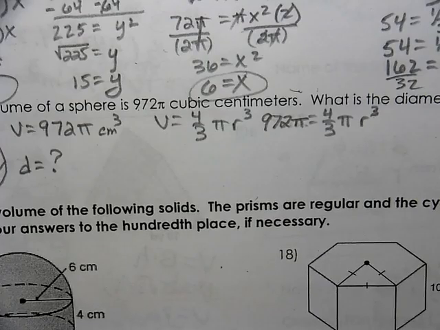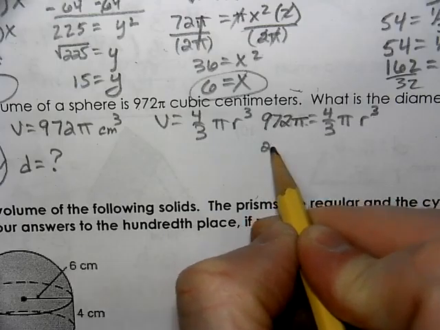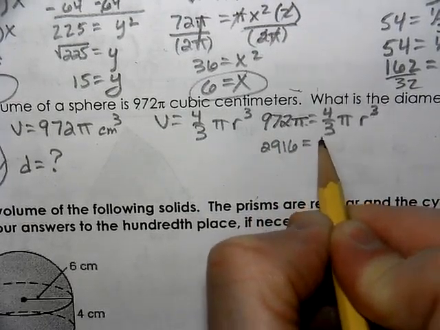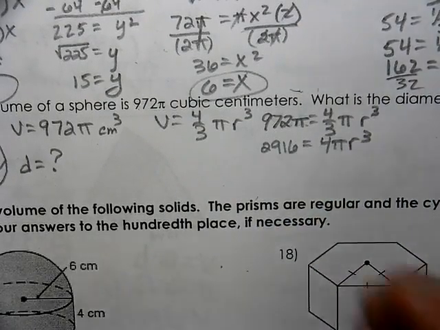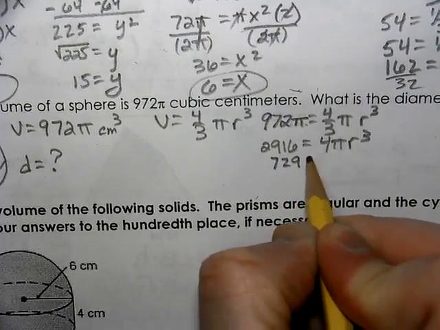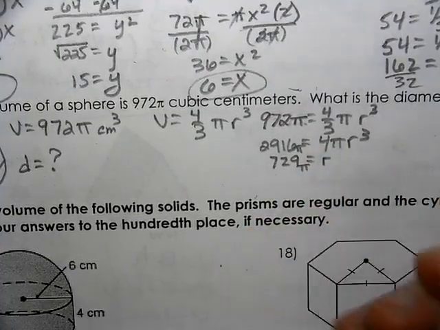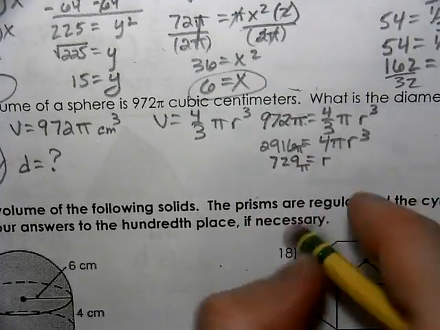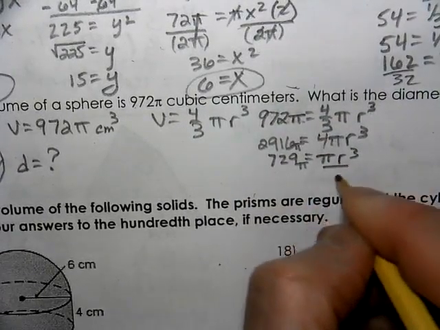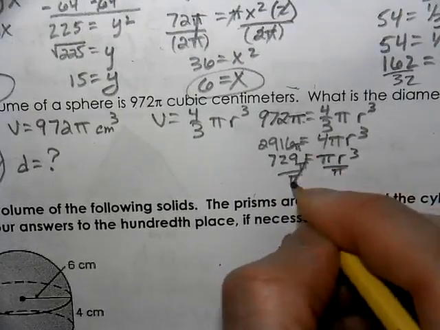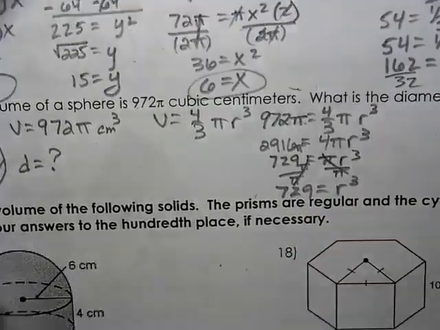So 972 times 3 is 2,916 divided by 4, 729 equals 729 pi, leaves us with pi r cubed. Divide by the pi, and just those pi's cross out. So your 729 equals r cubed.